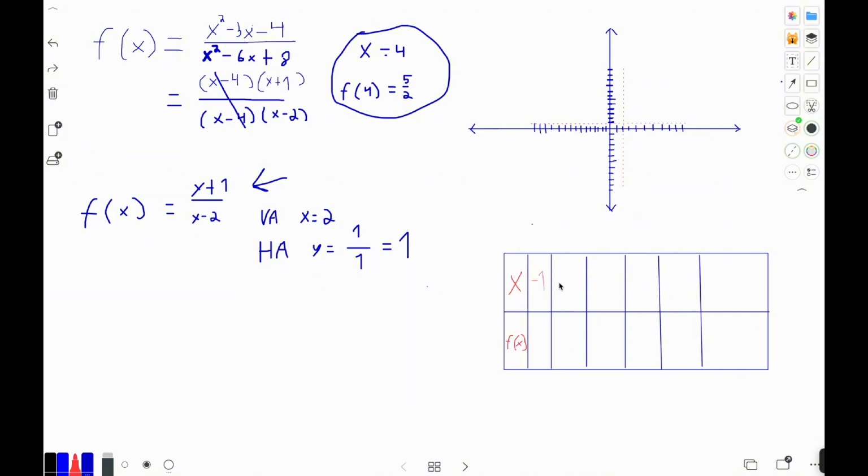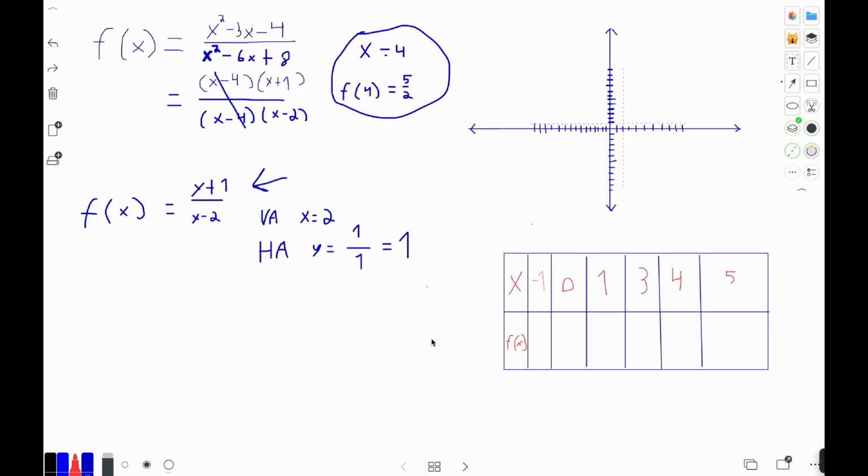-1, 0, and 1. Now 3 points on the right of x equals 2. We can pick 3, we can pick 4, and we can pick 5. Okay, so far so good.